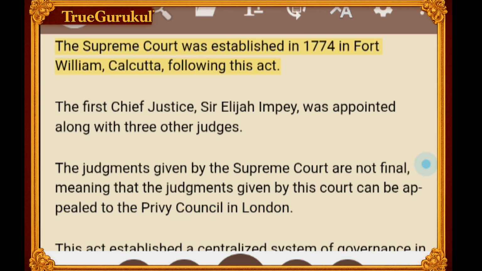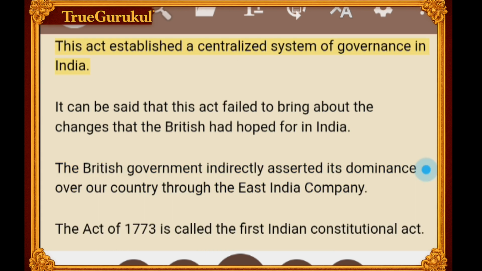The Supreme Court was established in 1774 in Fort William, Calcutta, following this act. The first Chief Justice, Sir Elijah Impey, was appointed along with 3 other judges. The judgments given by the Supreme Court are not final, meaning that the judgments given by this court can be appealed to the Privy Council in London. This act established a centralized system of governance in India.